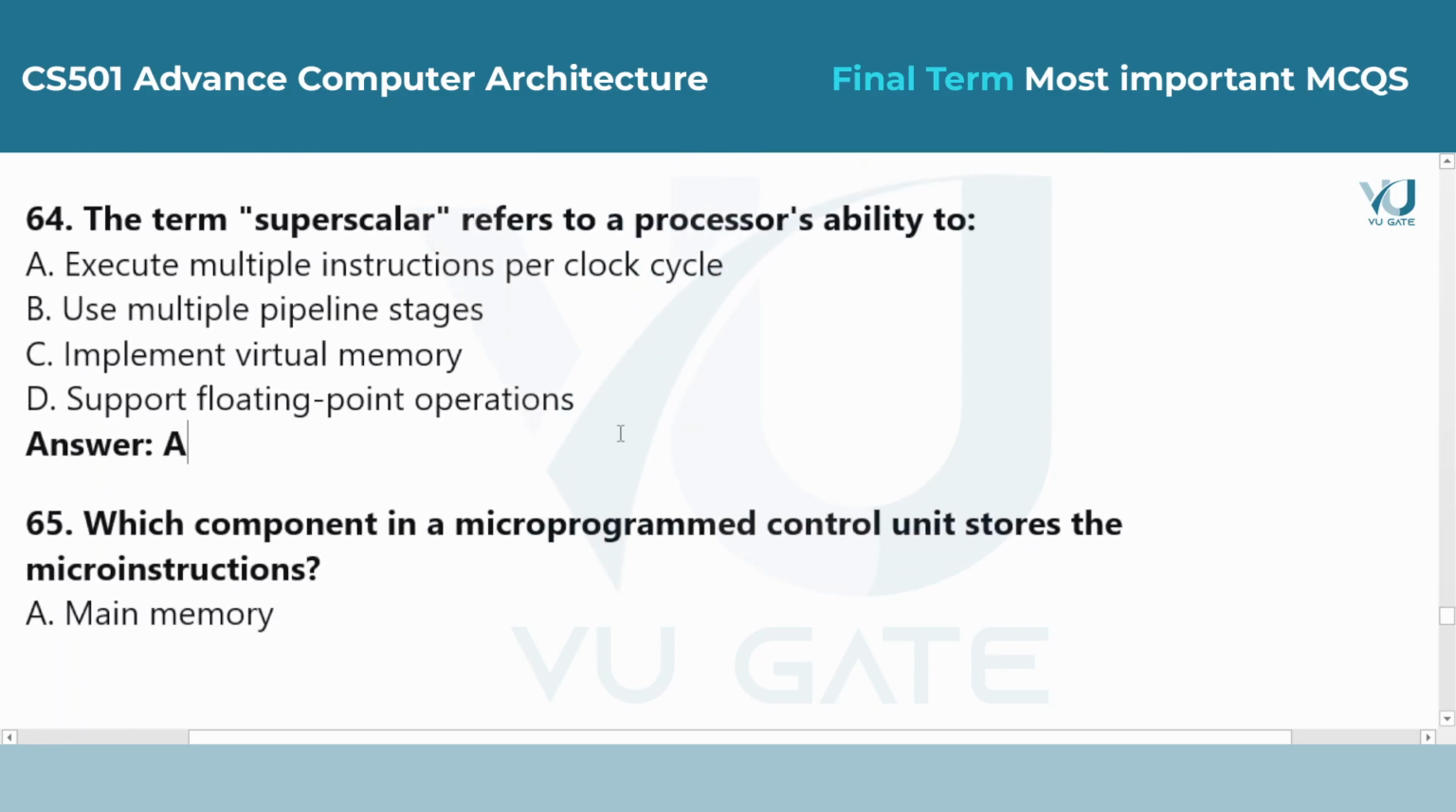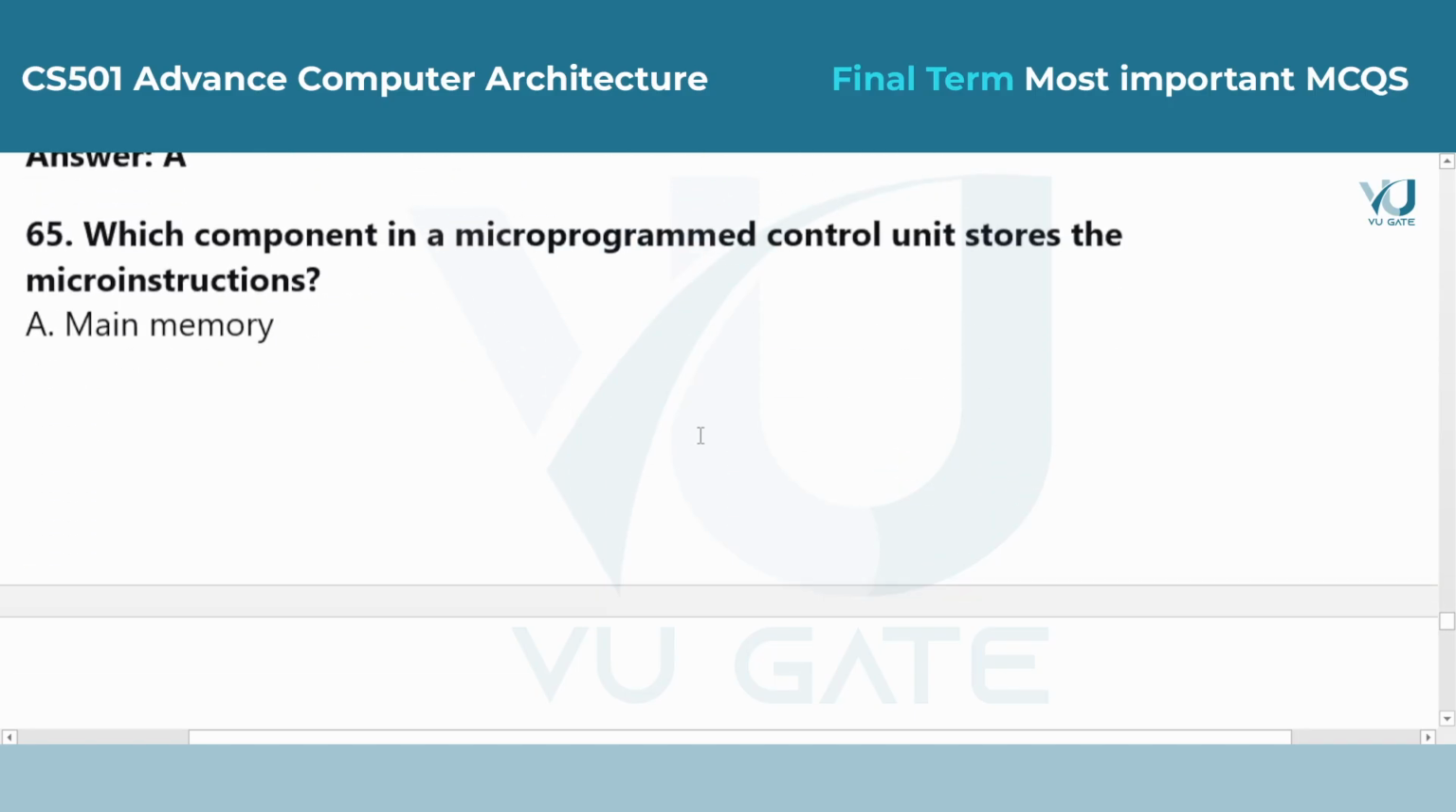64. Question: the term superscalar refers to a processor's ability to? Answer: A. Execute multiple instructions per clock cycle. Concept: it uses multiple execution units, like 2 ALUs, to double or triple the work done in one tick.